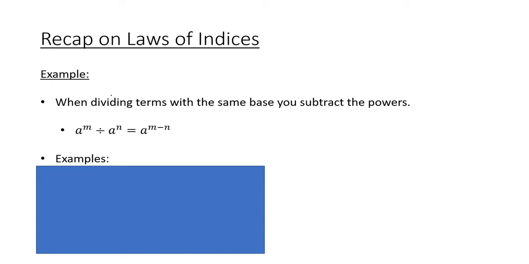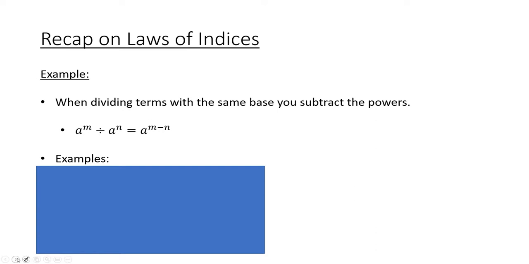And similarly, what we're going to do now is divide. When dividing terms with the same base, you subtract the powers. So when you multiply, you add them; when you're dividing, you subtract them. So a to the power of m divided by a to the power of n gives us an answer of a to the power of m minus n. So we're taking them away.